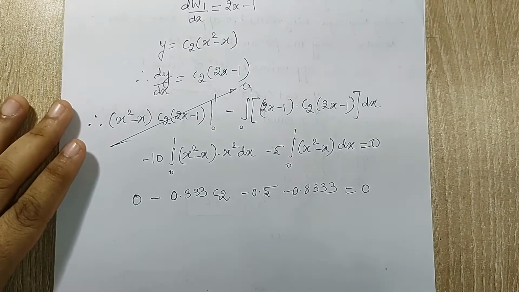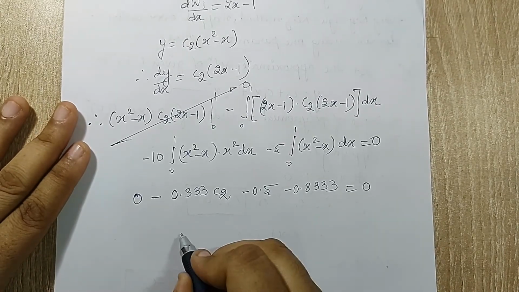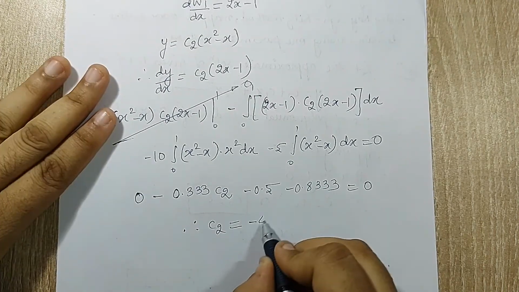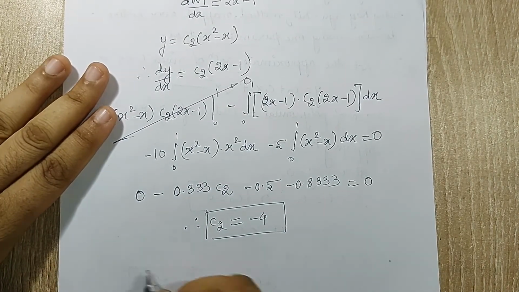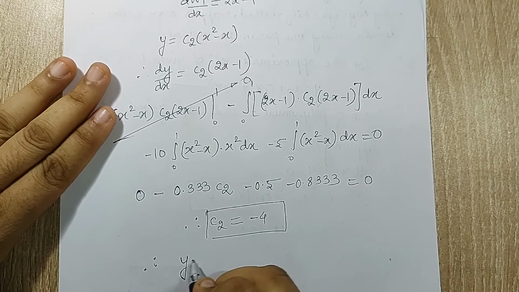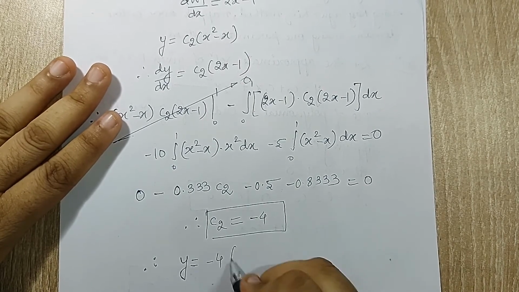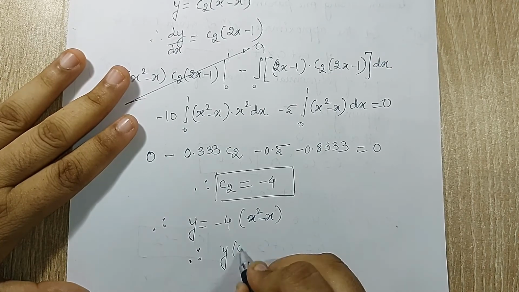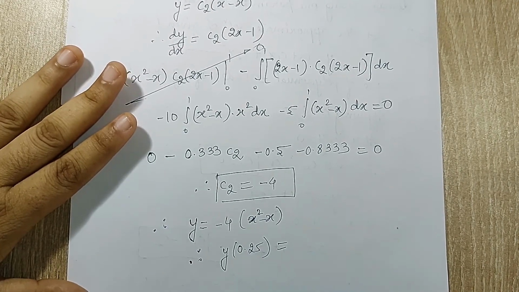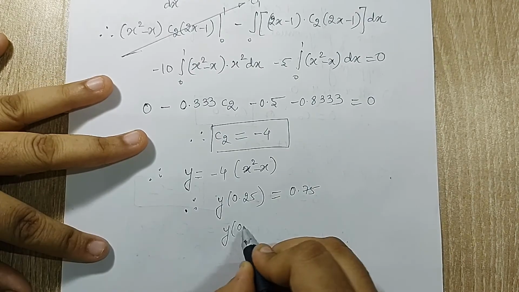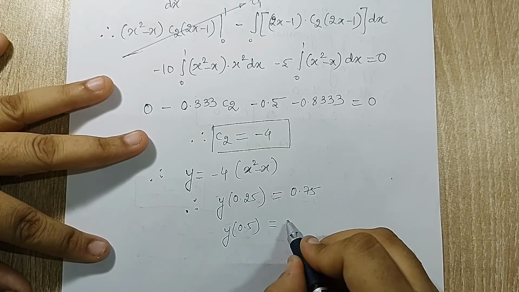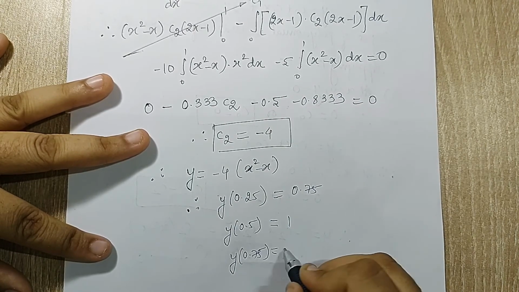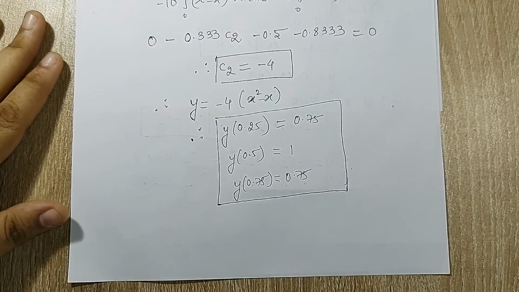So this is the equation that I obtained just by simply integrating. Therefore I get the value of C2 from this equation as minus 4. When I substitute this in the equation of y, I'll get minus 4 into (x square minus x). Therefore I obtain the value of y at 0.25 as 0.75, y at 0.5 as 1, and y at 0.75 as 0.75. So with this I end the session.